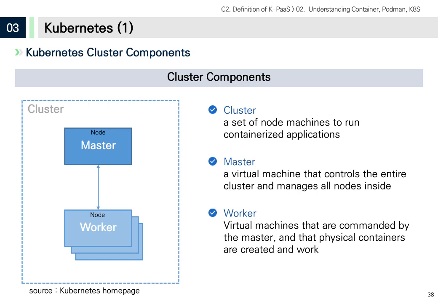A Kubernetes cluster is a set of node machines running containerized applications. A cluster consists of one master node and one or more worker nodes. The master node is the machine that manages all the nodes inside, while the worker nodes are the machines that receive commands from the master and do the actual container creation and work.